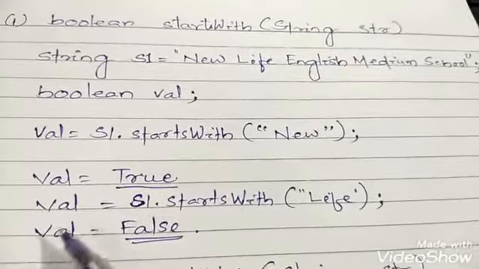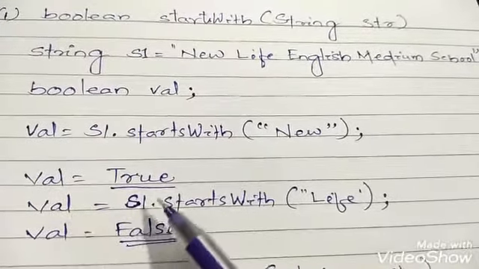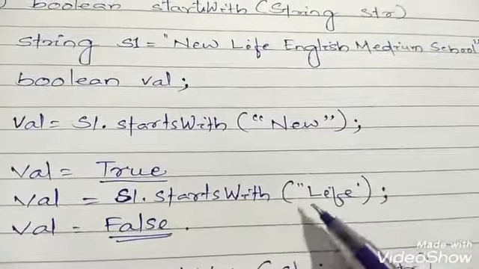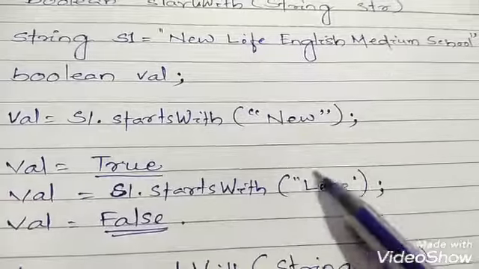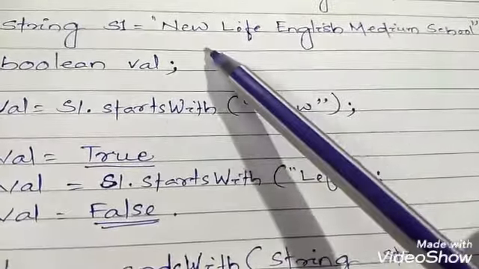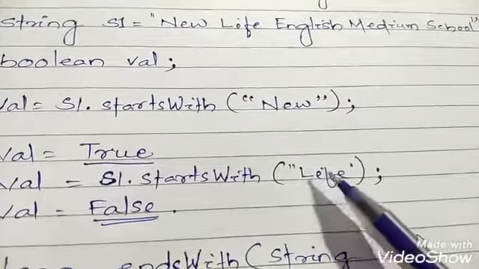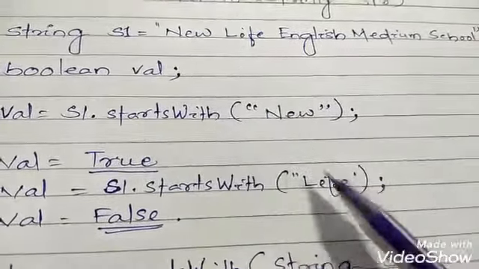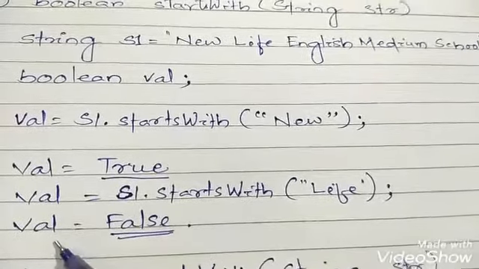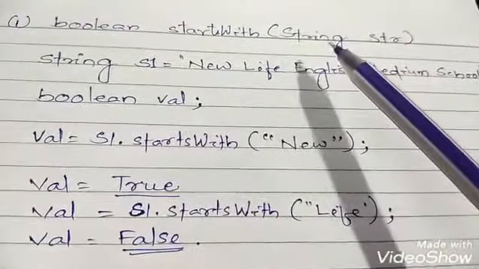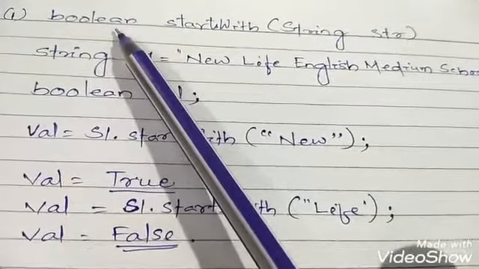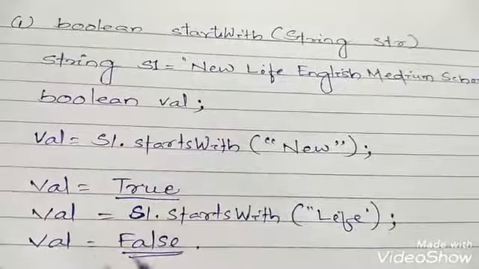Exactly like that, for example, another example, if we take val equal to s1, that is New Life English Medium School, startsWith life. Does this string start with a word called life? No, it does not start with the word life, but it starts with new. That's why it is false. This word and this word are not matching. So what will be stored in val? False will be stored. As I told you, the startsWith(String str) command stores the boolean value. Either it stores true or it stores false.